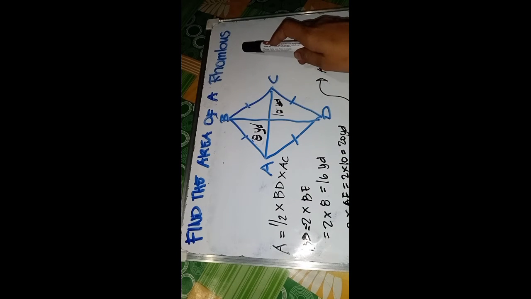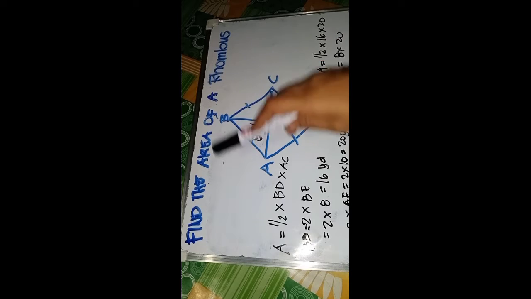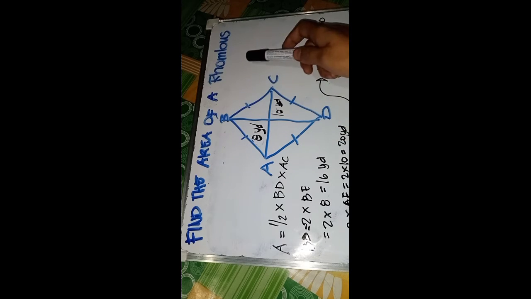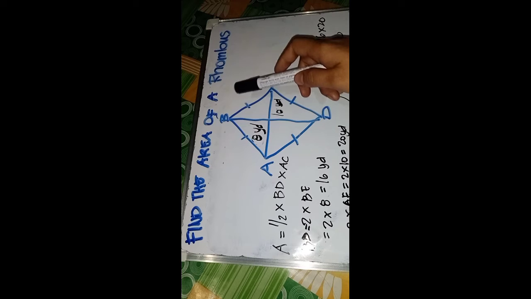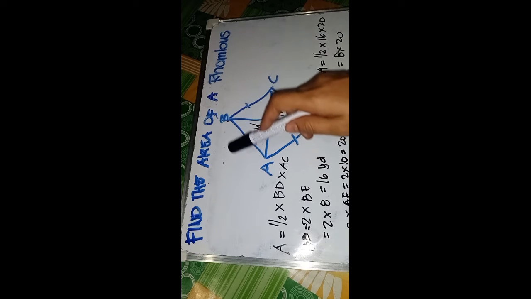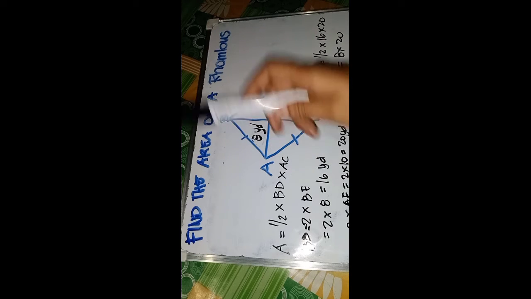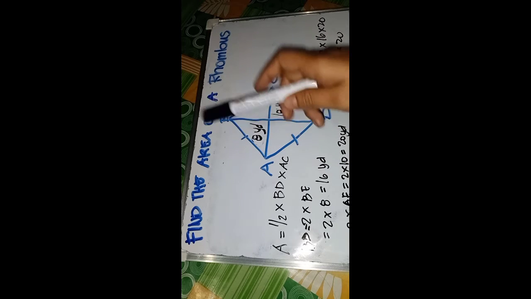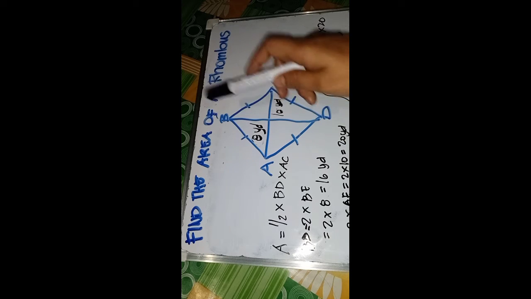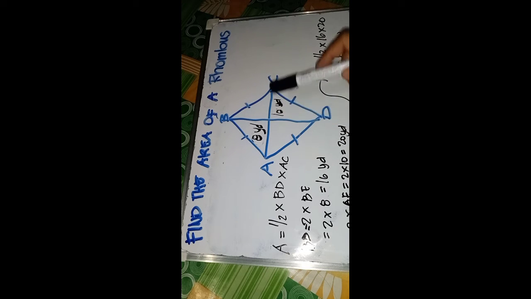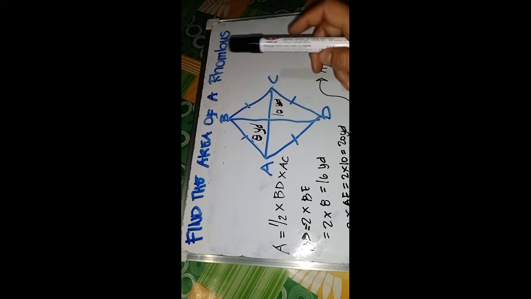Find the area of a rhombus. It can be defined as the amount of space enclosed by a rhombus in a two-dimensional space. A rhombus is an equilateral quadrilateral because all the sides have equal lengths. In a rhombus, diagonals bisect each other at right angles.